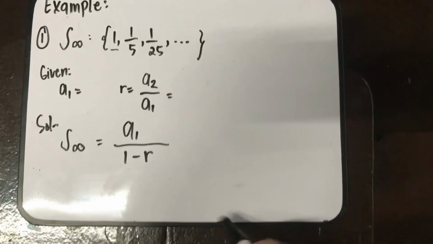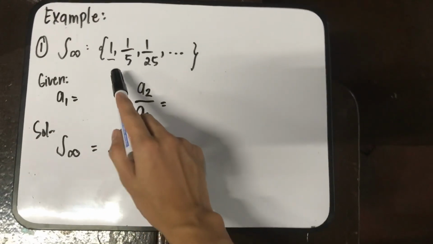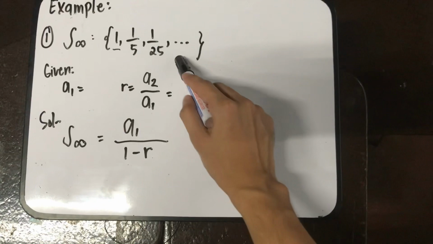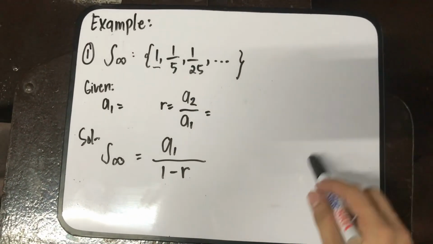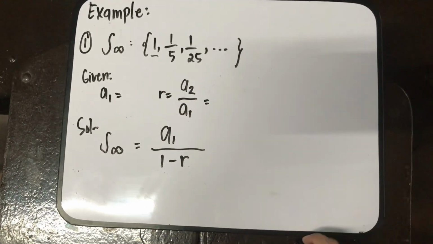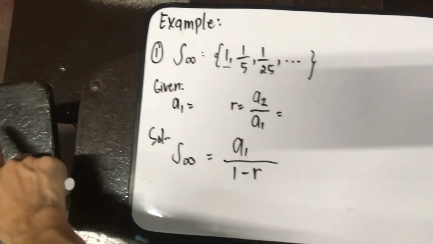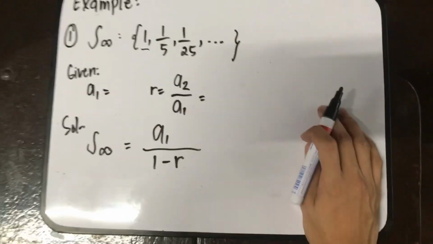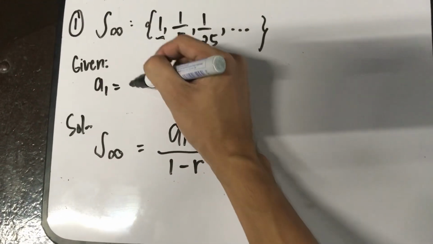So, let's have our first example. S sub infinity is equal to 1, 1/5, 1/25, and so on. Okay? So, this is our geometric sequence, and we're going to find the sum of this infinite geometric sequence. So, let's identify first all the given. Okay, what is our a sub 1? So, in this sequence, our first term is 1.